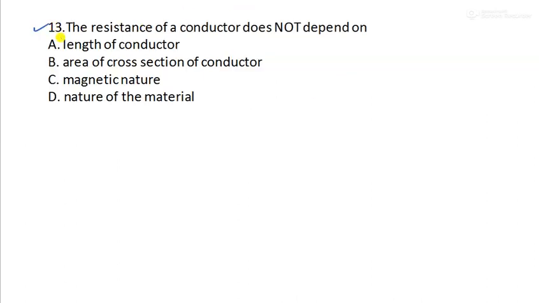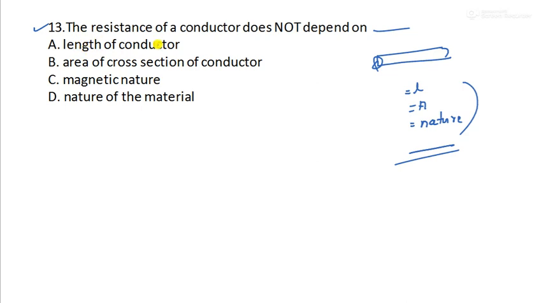Here the question is, the resistance of a conductor does not depend on dash. So resistance depends on what? If this is the conductor, it depends on its length, its cross-sectional area, as well as nature of the material. It depends on these three. Here the options are length, area, magnetic nature, nature of the chemical. So it does not depend upon magnetic nature, because the other three are ones on which it depends. So option C is the right answer.